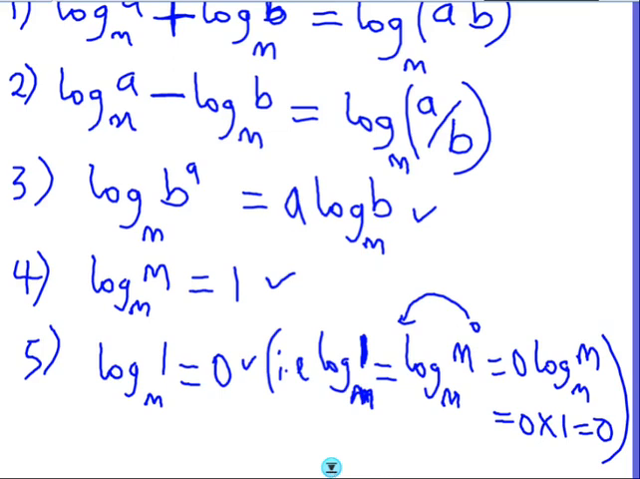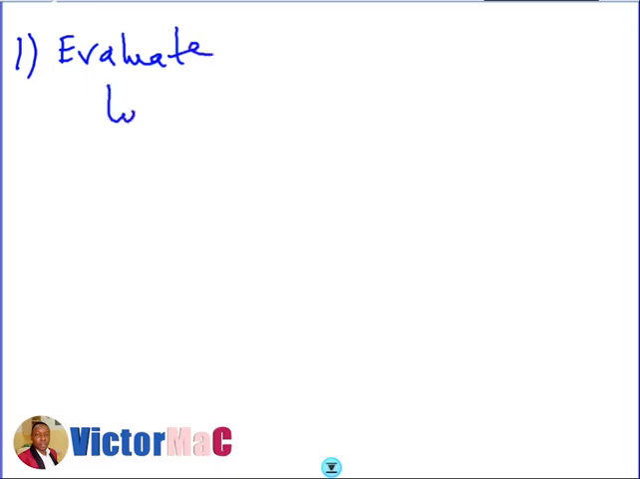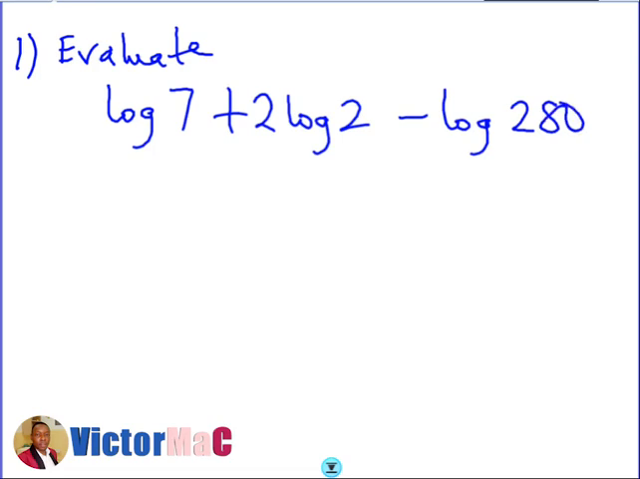Okay, now let's see application of these laws. Let's see example 1. We're to evaluate log 7 plus 2 log 2 minus log 280. Now anytime the base is not stated, it's always known that it's base 10. If it is otherwise, it will be stated explicitly. So in this case we're dealing with base 10, even though it's not written out.